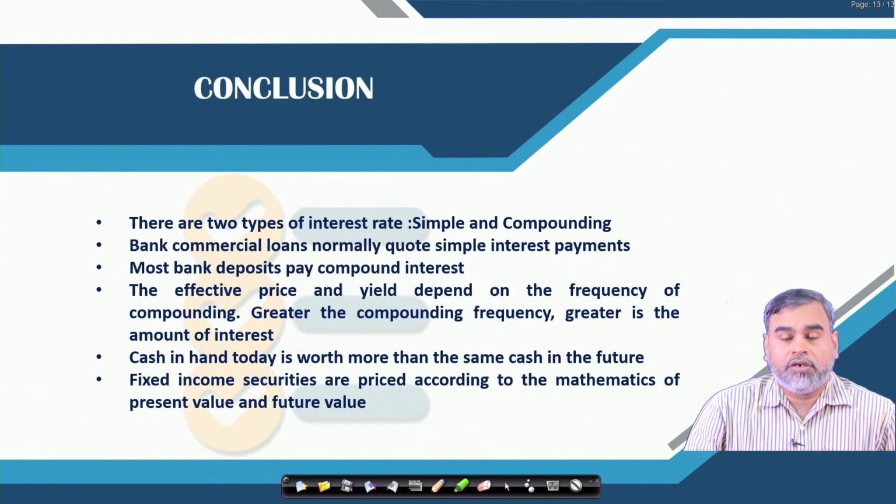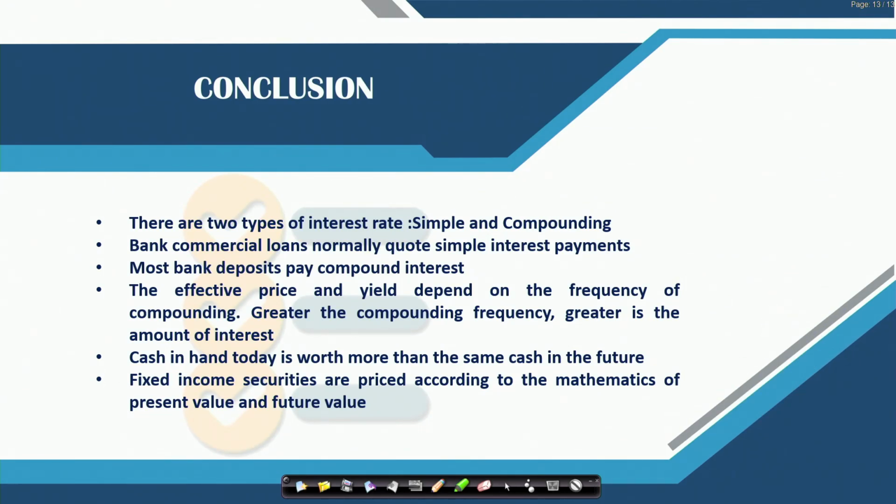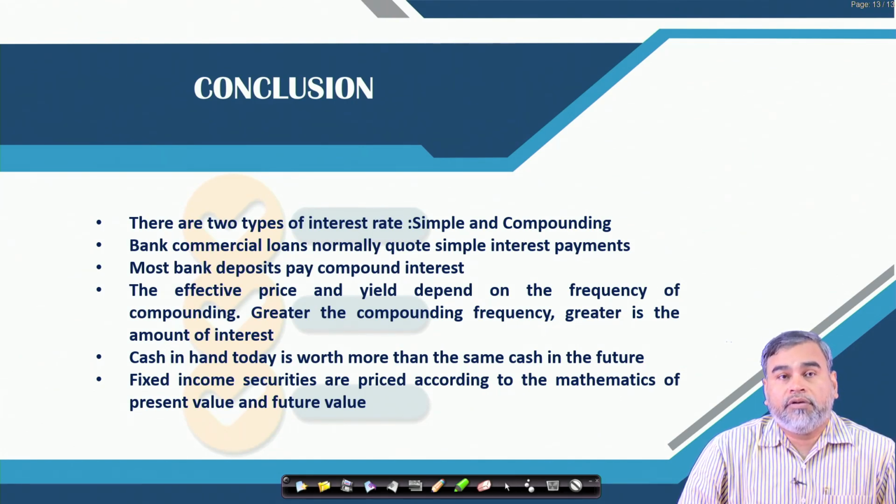So, if you see the conclusion, whatever we have discussed, we discussed concepts like the simple interest rate and the compounding interest rate, and banks generally provide loans on the basis of simple interest, but deposits always carry compound interest. The effective price and the yield depend on the frequency of compounding, and the greater the compounding frequency, the greater the amount of interest, which we have already seen. Then, the value of money today is always more than the same amount of money in the future, because of the time value of money concept.